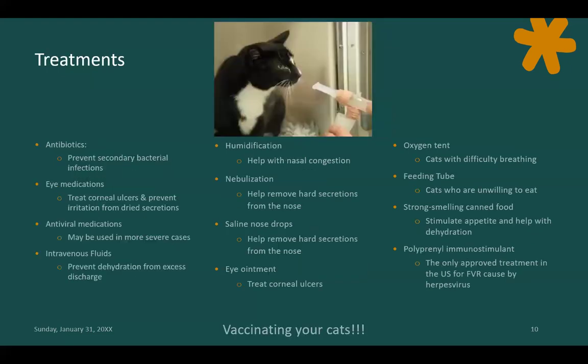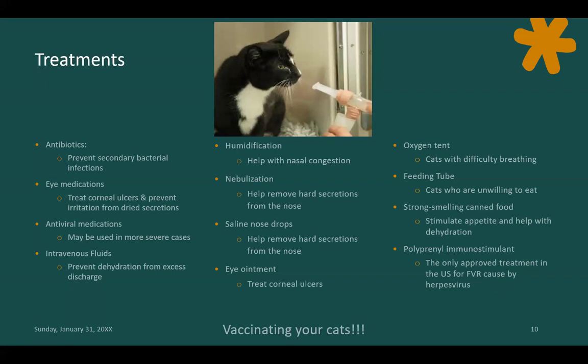So to treat this virus, you can use antibiotics, which prevent secondary bacterial infection. Eye medications will treat corneal ulcers and prevent irritation from dried secretions. Antiviral medications may be used in more severe cases. Intravenous fluids prevent dehydration from excess discharge. Humidification will help with nasal congestion. Nebulization, which is also known as an inhaler, will help remove hard secretions from the nose. Saline nose drops will also help remove secretions from the nose. An eye ointment can also help treat corneal ulcers.